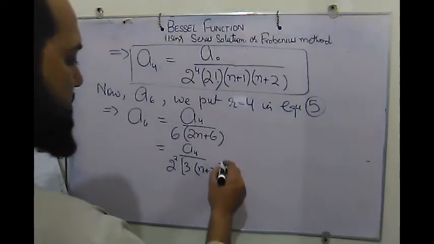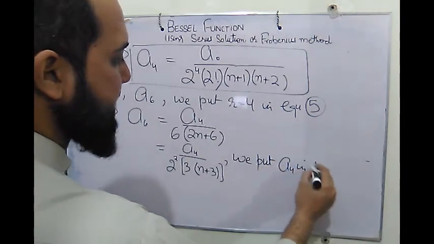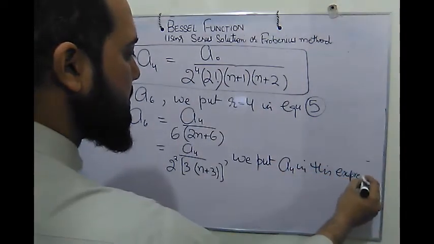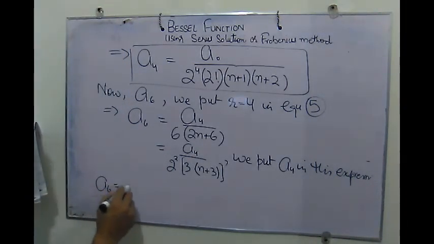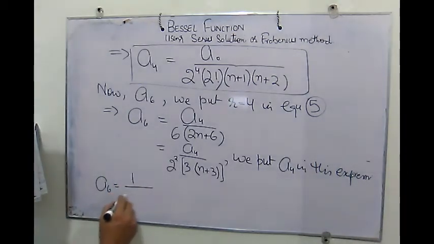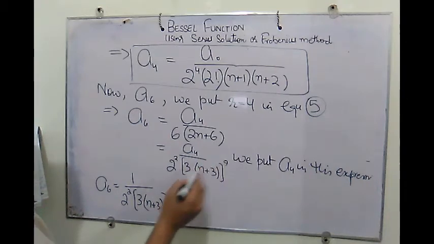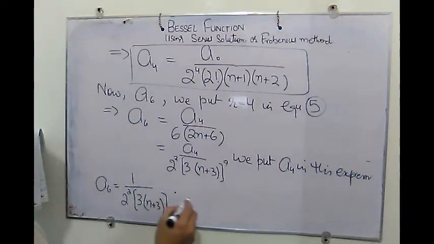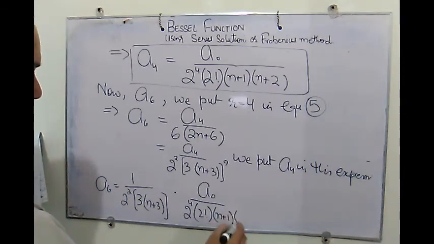So when we have this form, we put the value of a4 in this expression, then a6 becomes a4 into 3 (n plus 3), and a4 is a naught upon 2 raised to the power 4 into 2 factorial, n plus 1, n plus 2.